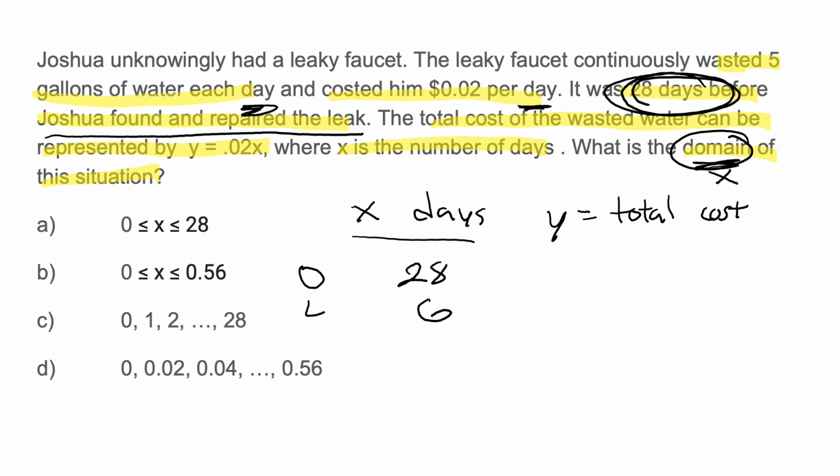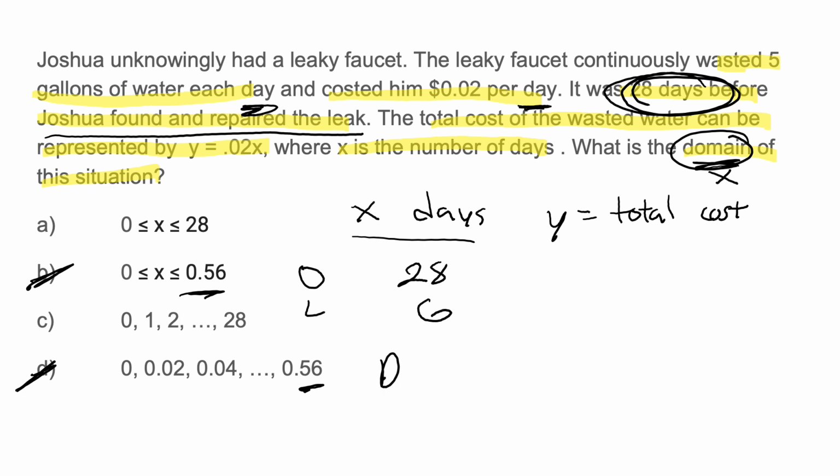Now, I could start eliminating some answers. So I know B and D are now wrong because they don't have 28 on there. And it looks like it's 28 times 0.02, which gives us 0.56. So that's not what we want. Now you have to ask yourself, days. When we talk about days and water running or leaking, is that going to be discrete or continuous?